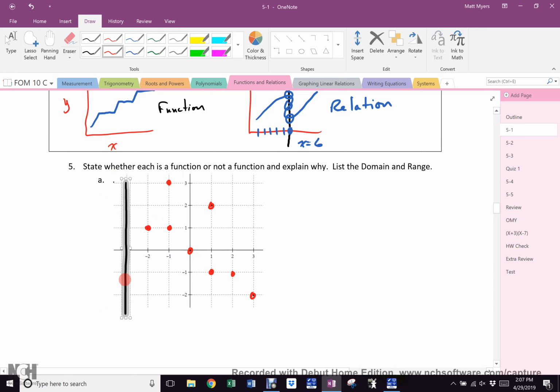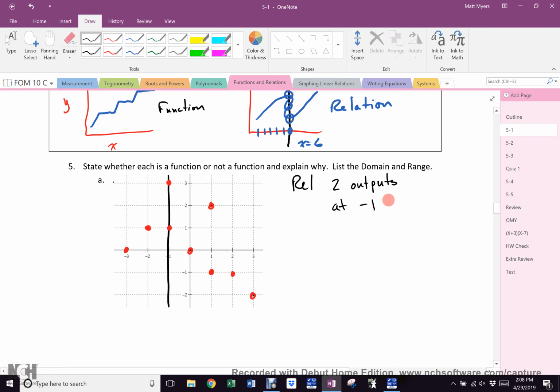Function or relation? Relation. Why? Because as soon as I move that black line, which won't move, what's going to happen? What's it going to hit? At -1 on the x, I'm going to hit 2 at the same time, aren't I? Right there. Everybody agree? So this is what? Relation or function? Relation. Why? 2 outputs at -1 input.